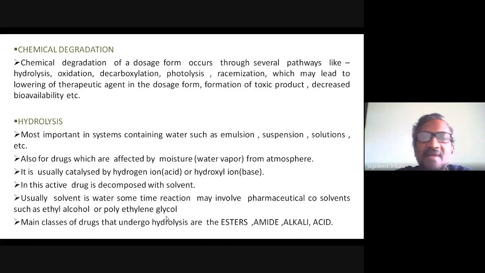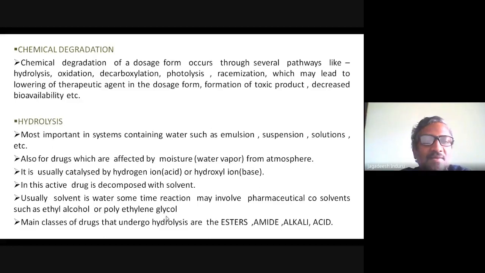In hydrolysis, systems containing water, like emulsions and suspensions, are fully exposed. So drugs which are affected by moisture from the atmosphere also have an equal chance of getting degraded. It is usually catalyzed by hydrogen ion or hydroxyl ion when compared to neutral. This is the reason hydrolysis-prone drugs are most of the time stored in a buffer, maintaining the pH at the neutral region.